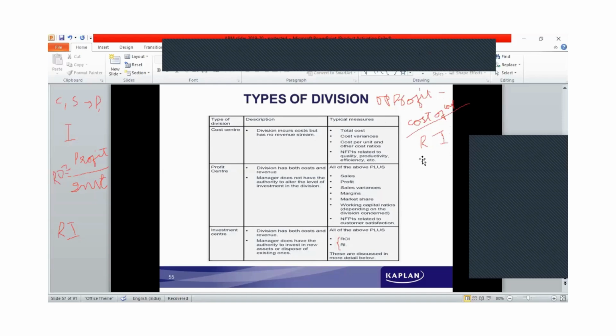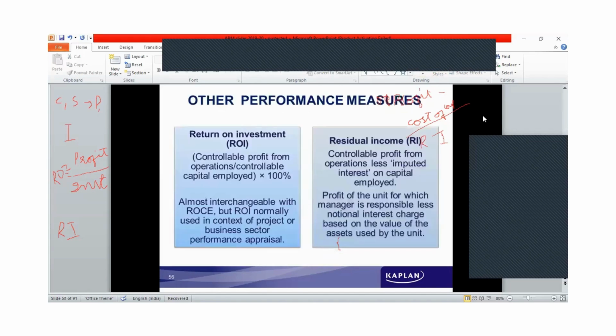These are the tools which are used for evaluating or measuring the performance in case of an investment center. Division has both costs and revenue. Manager does not have the authority to invest in new assets or dispose of existing ones. These are explained in detail here.